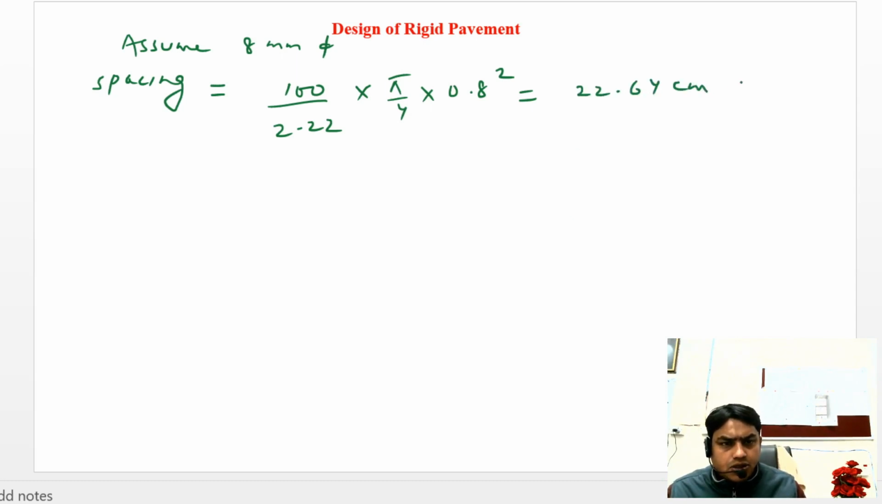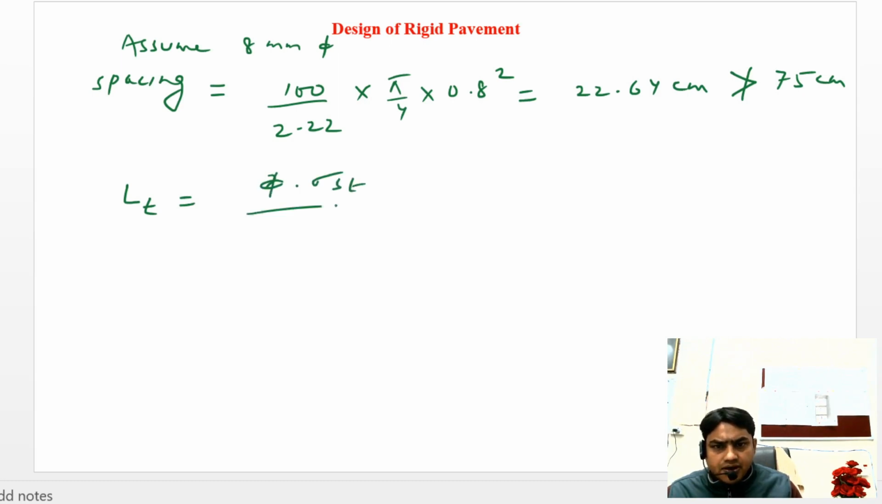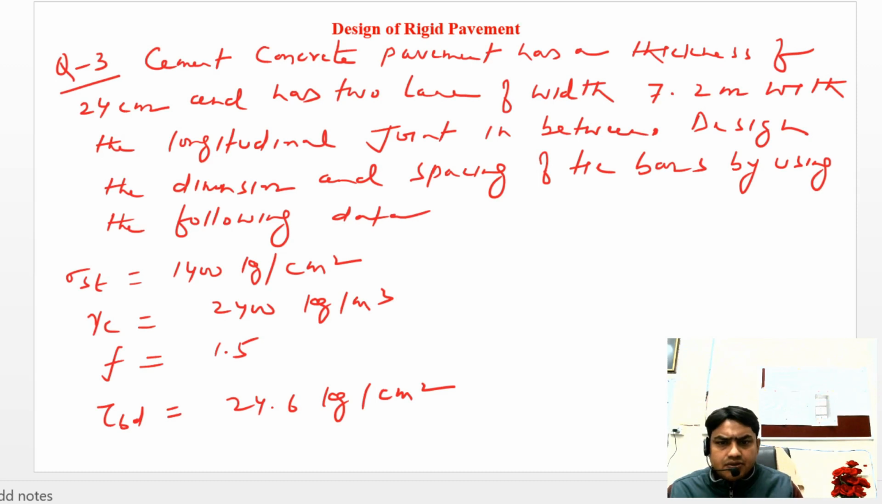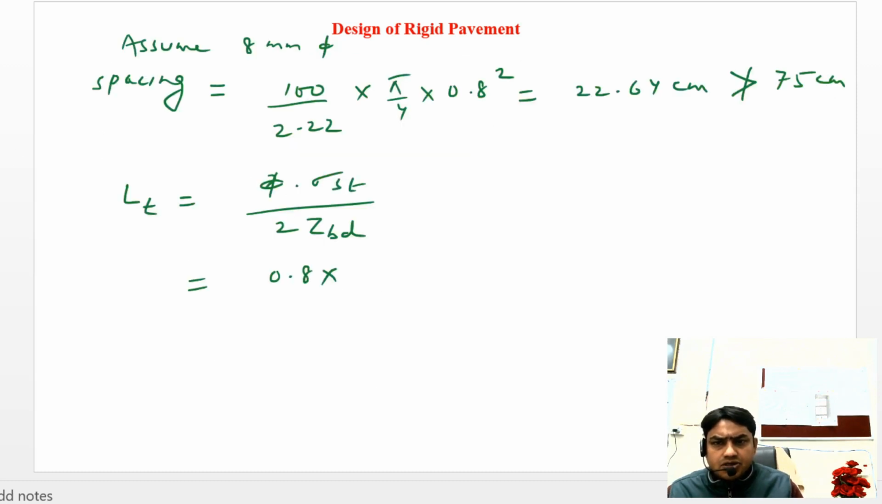22.64 centimeter. So it is okay. It is not greater than 75 centimeter. So spacing is okay. So length of tie bar can be computed by, length of tie bar is phi into sigma st divided by 2 into tau bt. So phi is 0.8 centimeter into sigma st. So sigma st is 1400 kg per centimeter square.